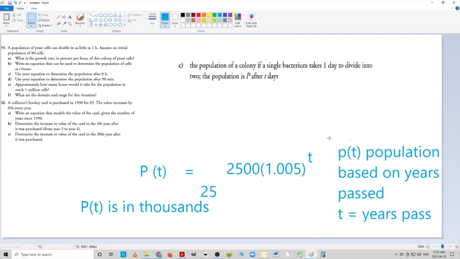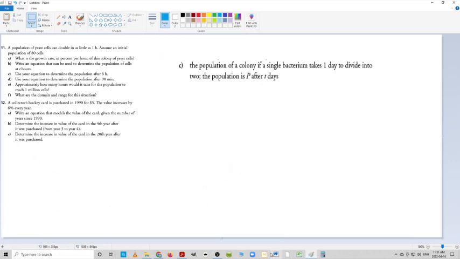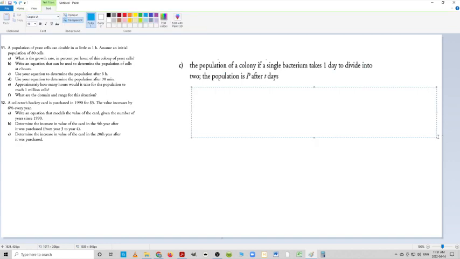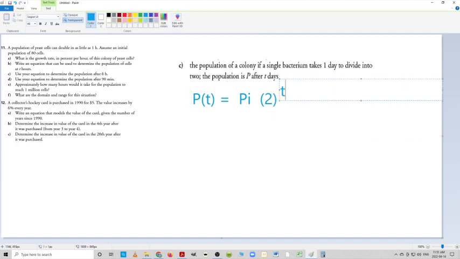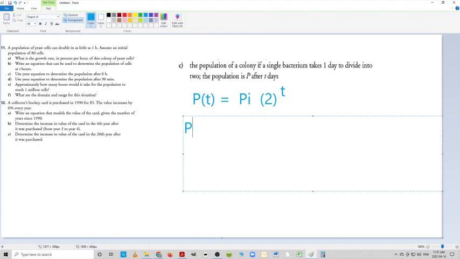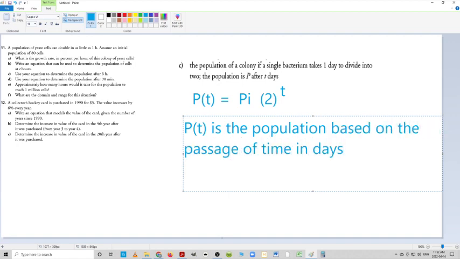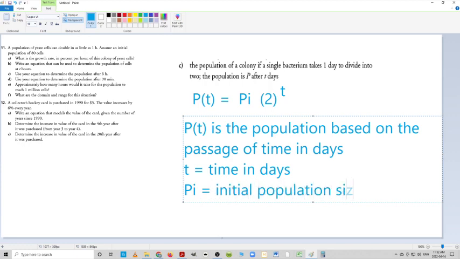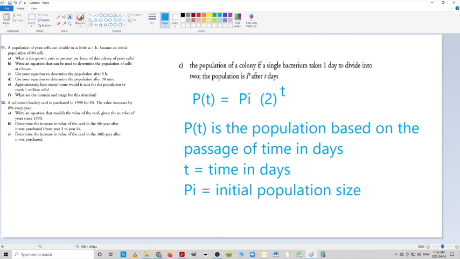And here's a bacterium growth. It takes 1 day to divide into 2 the population after t days. So dividing into 2 is doubling in size. So you have a population based on time that's going to be equal to whatever the population of the colony is, let's call it population initial, times 2 to the power of t, because they didn't give us the population initial. And then we would just explain it. P of t is the population based on the passage of time in days. t is equal to the time in days. And P initial is equal to the initial population size, whatever it is. 1,000 bacteria, 50 bacteria, you would have to substitute a number in here, whatever your initial population is.